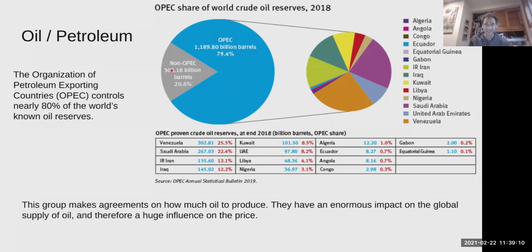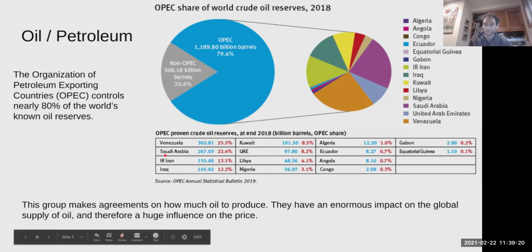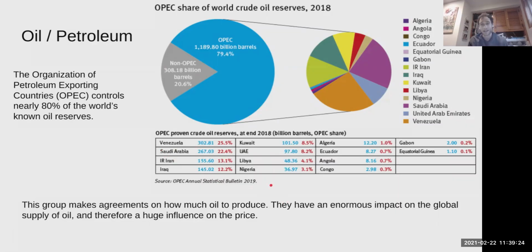The US, a non-OPEC country, has become a monster producer of oil and is much less reliant on imported oil than it used to be. We used to be very reliant on Saudi Arabia and other countries, and we're far less reliant because we have expanded our oil production so much.